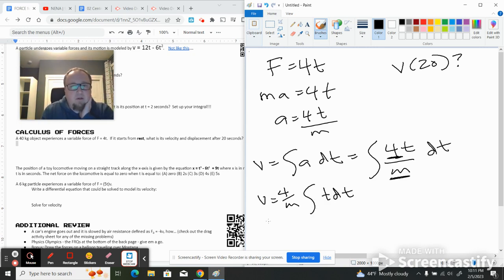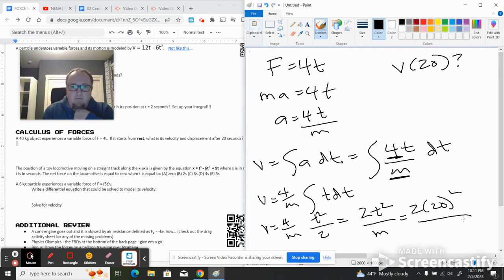So if you look, I can just say velocity is 4 over m. And now I take the integral of just t. So I get t squared over 2, which gives me 2t squared over m. In this one, I know my time is 20 and my mass is 40. So I get, I believe, 20 meters per second. If I'm wrong, please let me know again. I've made lots of mistakes.